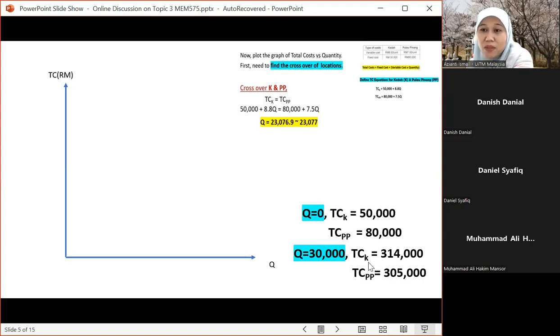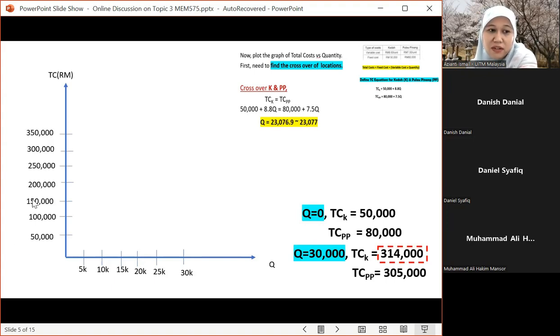Okay. So now we want to know what is the maximum scale for the TC. So we have these four values of TC. Before that, we decided to do this until 30K, right? So we're going to do 5, 10, 15, 20, 25, 30K. Easy to manage this scale. And then for the TC, the highest one is 314,000. So we're going to set an easy scale of 350K. So we have 50, 100, 150, and so on until 350K. Because we know that 314 is the highest, so somewhere here.